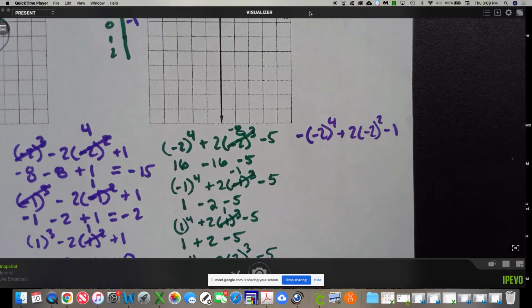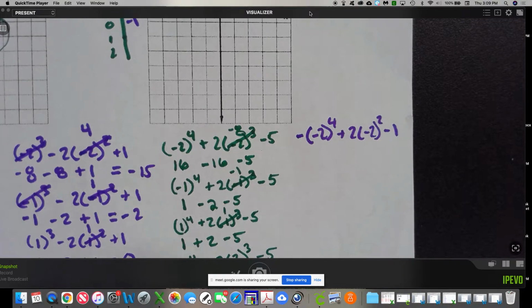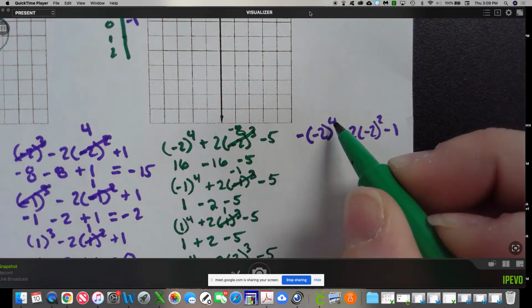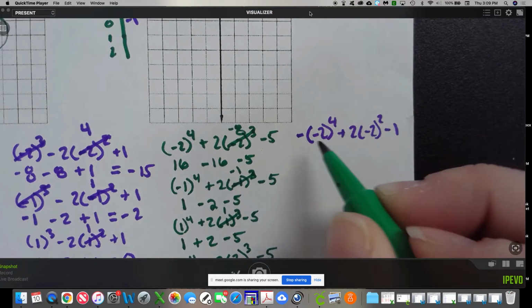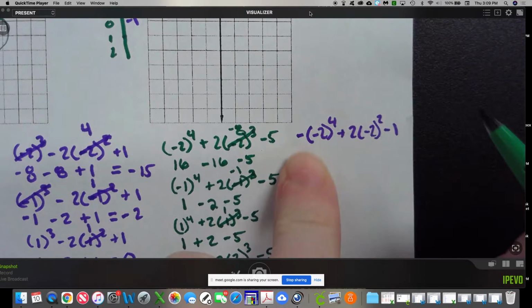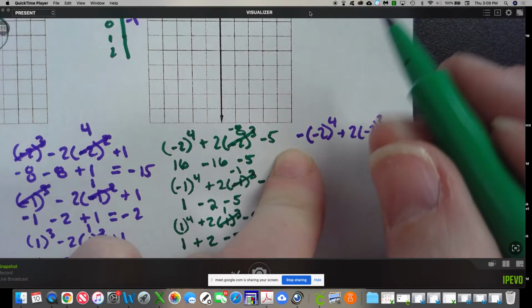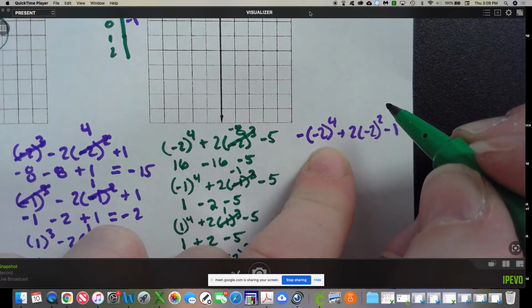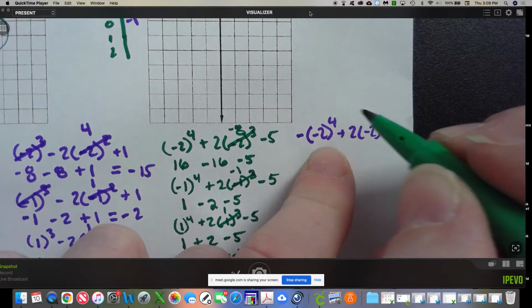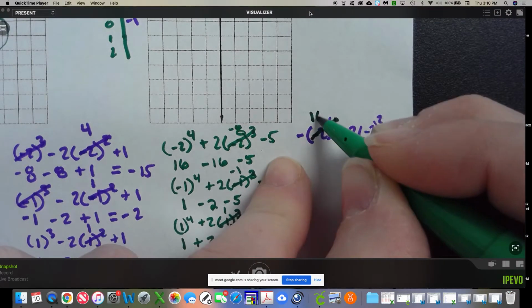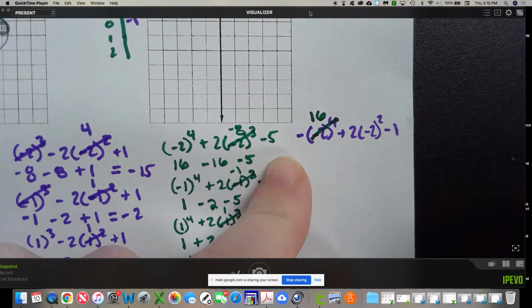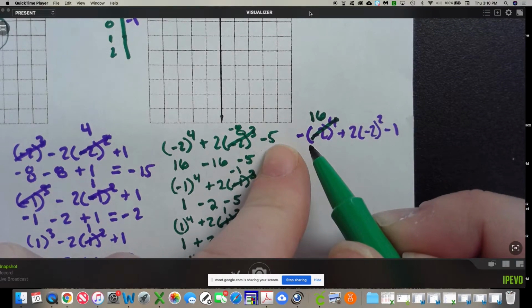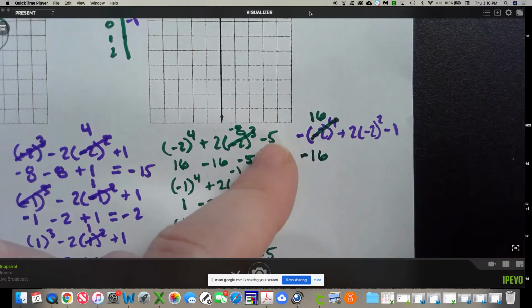All right, -2 to the 4th power. This guy right here, with the negative out in front of the whole thing, kind of confuses things. We do the -2 to the 4th power first. -2 times -2 times -2 times -2, 4 times, is going to be a positive 16. But now I have the negative out in front, so it is actually going to be -16. A lot of people think that's going to be a positive 16, but the negative comes afterward.